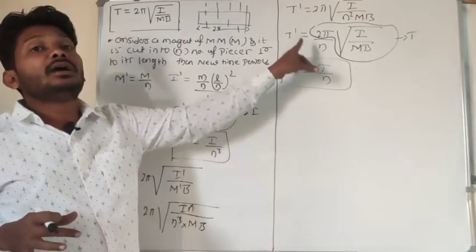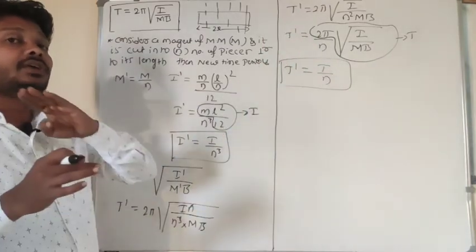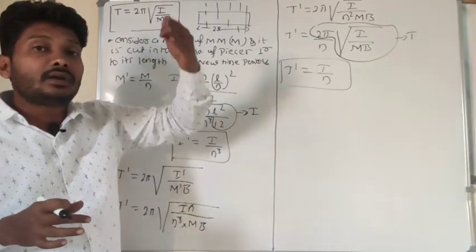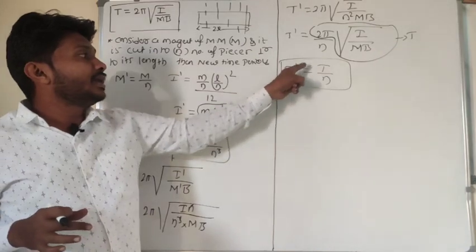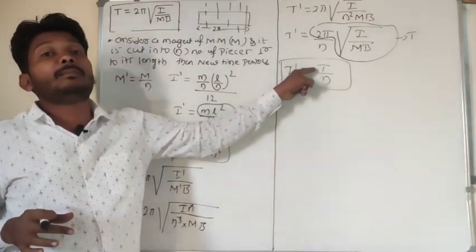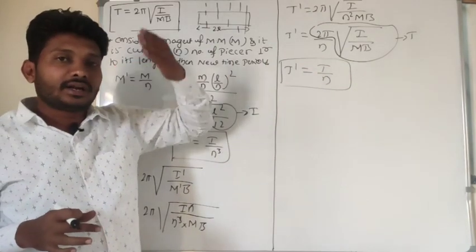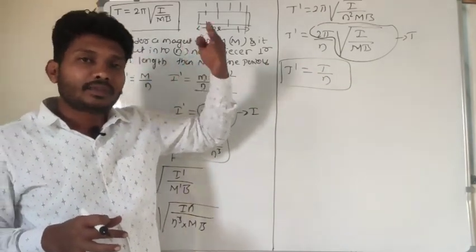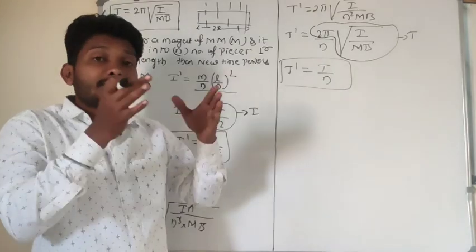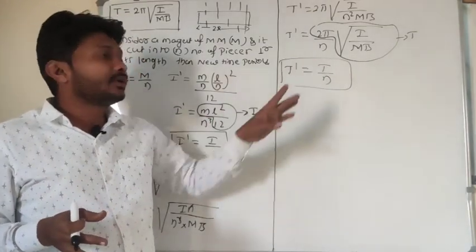After simplifying, the new time period of oscillation, if you cut that magnet perpendicular to its length, will be T dash equals T by n. So the time period decreases by n number of times. However you cut the magnet, if you cut the magnet 5 times, the time period decreases by 5 times here. T dash equals T by n.